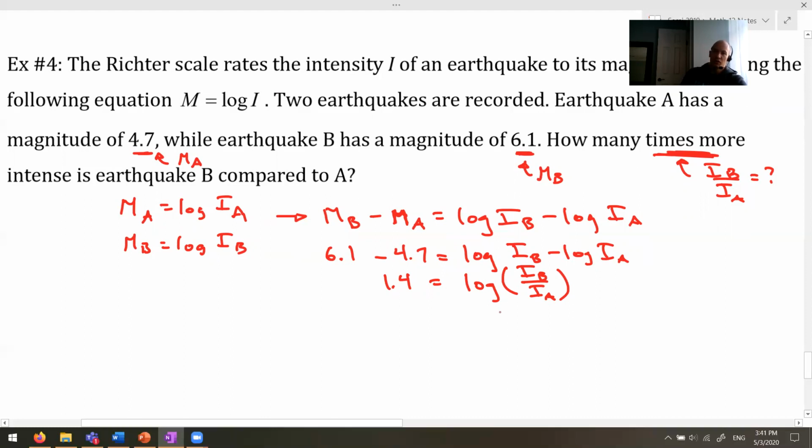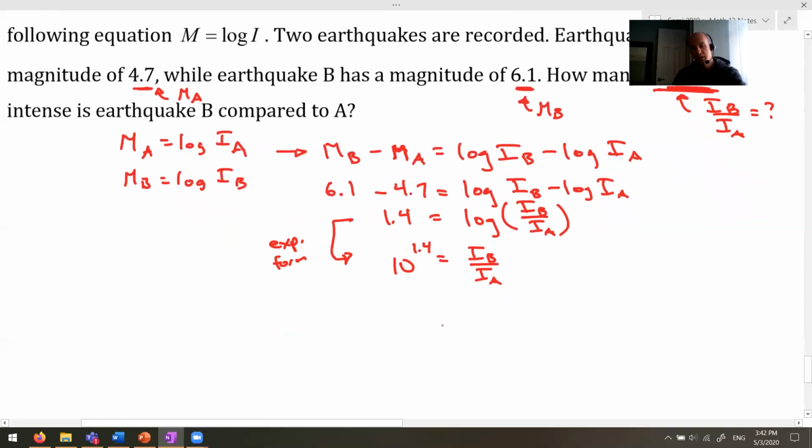The easiest way to solve for this is to rewrite it in exponential form. So how do I write this in exponential form? Remember, this is log base 10, so the base is 10. Logs are equal to the exponent, so 1.4 is the exponent. And then IB over IA is what's left over, so that goes on this side. So the ratio of these two, which is how many times more intense earthquake B is than A, is 10 to the 1.4.